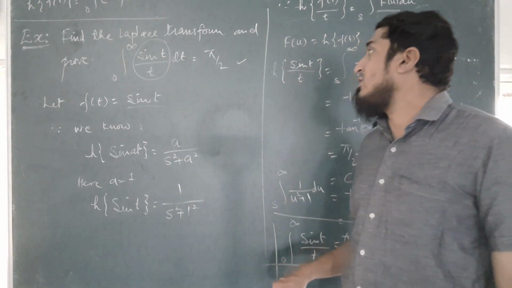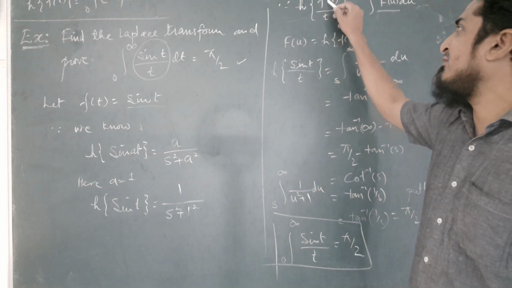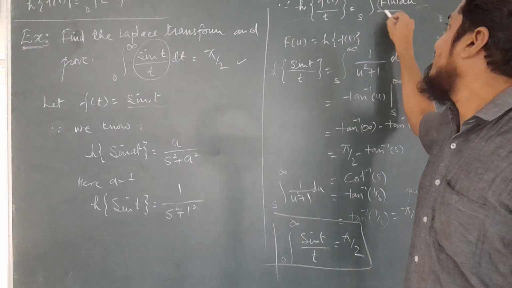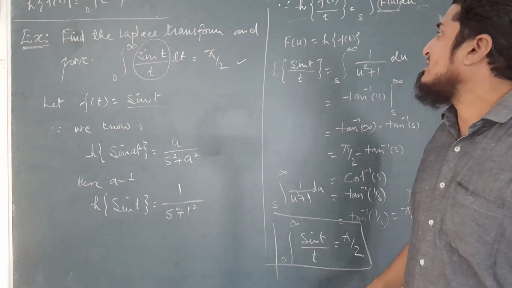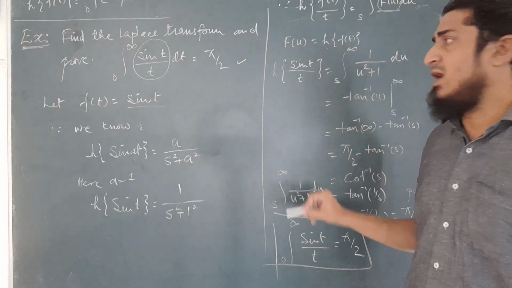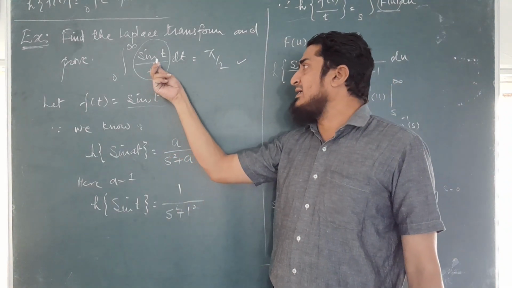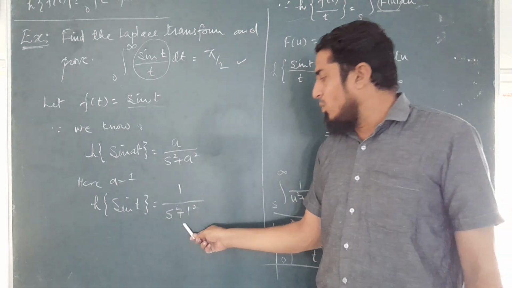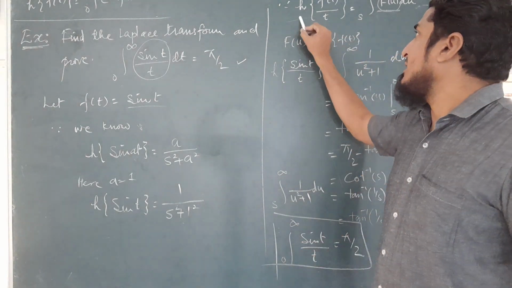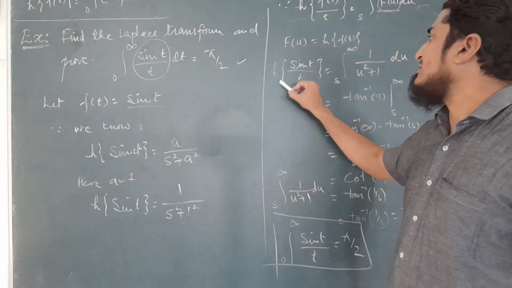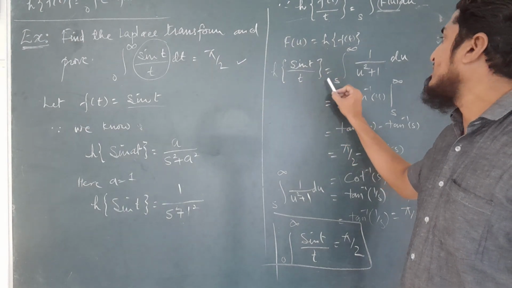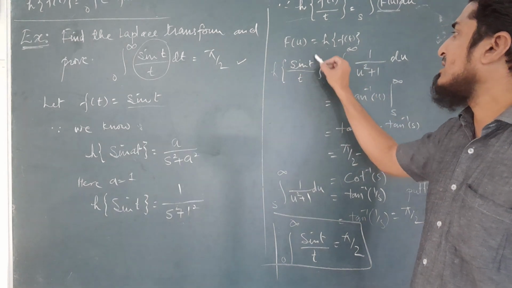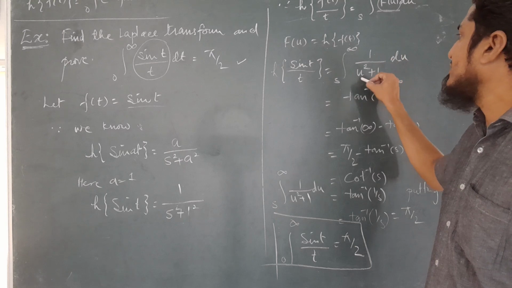But before going to solve, we know Laplace transform of f of t upon t is equal to integration from s to infinity f of u du, and f of u represents Laplace transform of f of t. So first of all, we have to calculate Laplace transform of sin t, means numerator, and Laplace transform of sin t is 1 upon s square plus 1 square, and Laplace transform of f of t upon t means Laplace transform of sin t upon t is equal to integration from s to infinity, replace the sin of t by Laplace transform of sin t, and it becomes 1 upon u square plus 1 du.